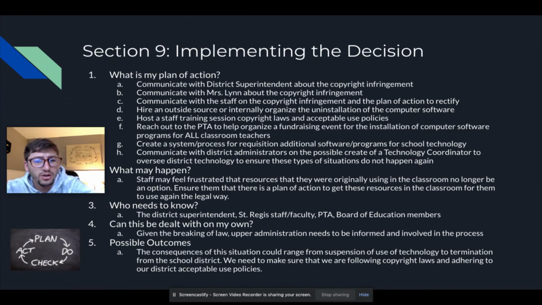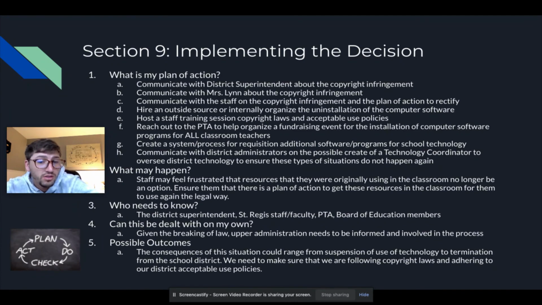And who needs to know? Well, the district superintendent, the St. Regis staff or faculty, the PTA, and potentially the Board of Education members. Can this situation be dealt with on my own? I do believe, since there was the breaking of law, that upper administration needs to be informed and involved in the process. What are the possible outcomes?